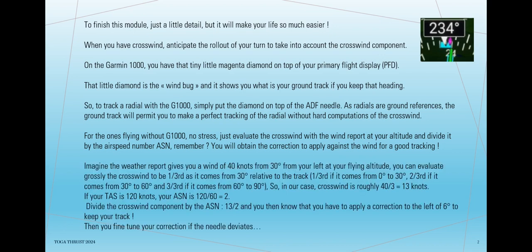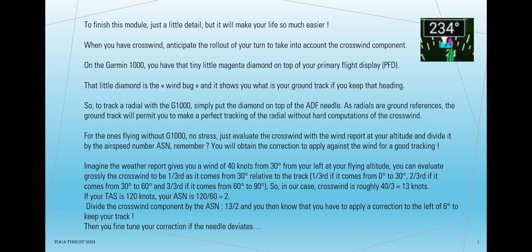Imagine the weather report gives you a wind of 40 knots from 30 degrees from your left at your flying altitude. You can evaluate grossly the crosswind to be 1/3 as it comes from 30 degrees relative to the track: 1/3 if it comes from 0 degrees to 30 degrees, 2/3 if it comes from 30 degrees to 60 degrees and 3/3 if it comes from 60 degrees to 90 degrees.